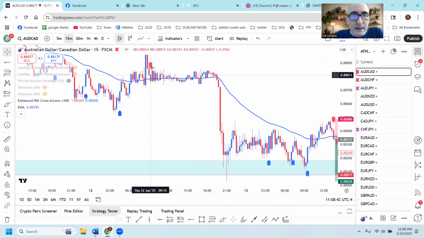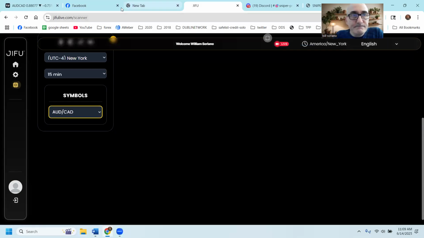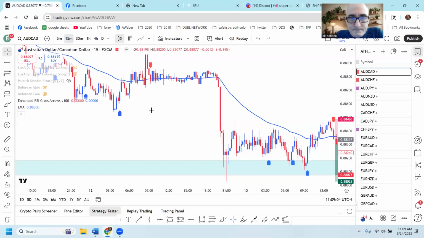Okay, you have the red candle, the red RSI indicator, price crosses and closes below the 55. Okay, this is the 9:15 a.m. candle on Thursday, right? On AUD/CAD. So let me just show you this real fast. Again, it's the 9:15 a.m. candle.